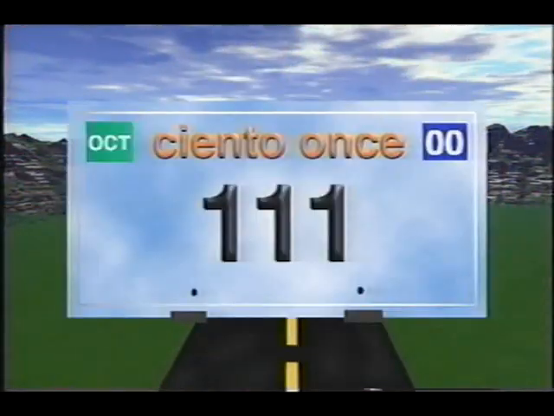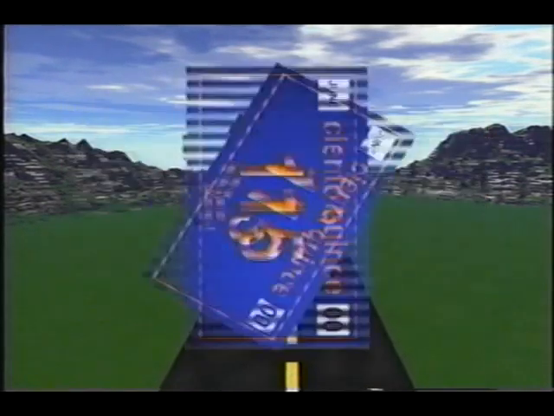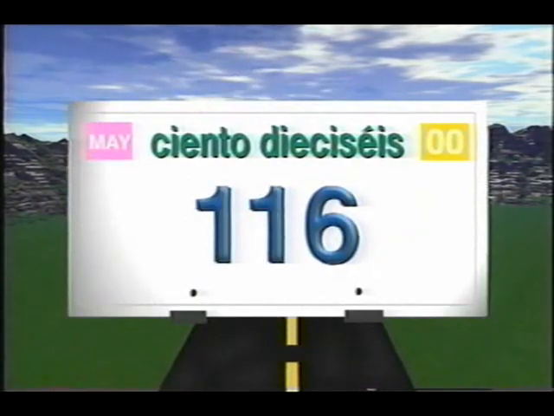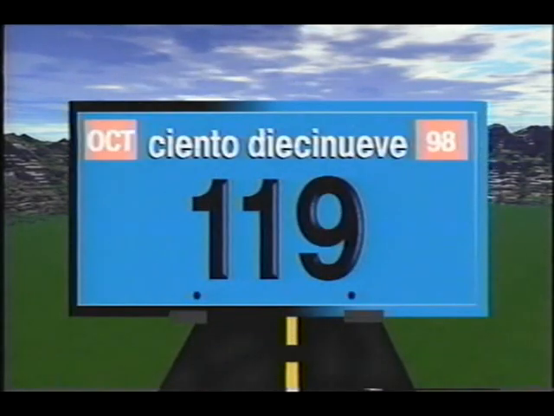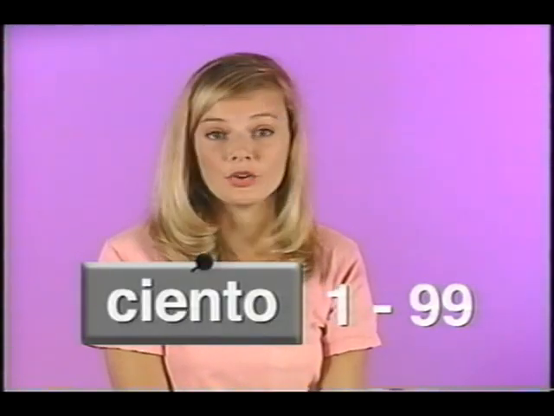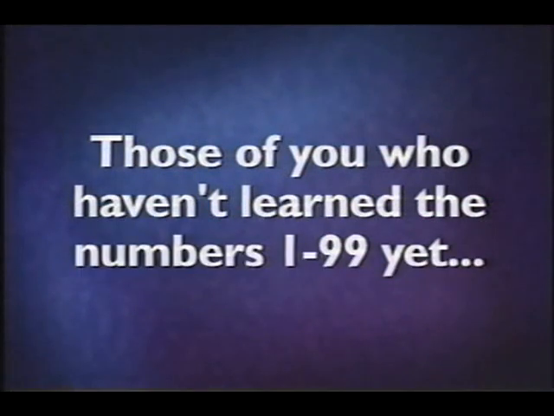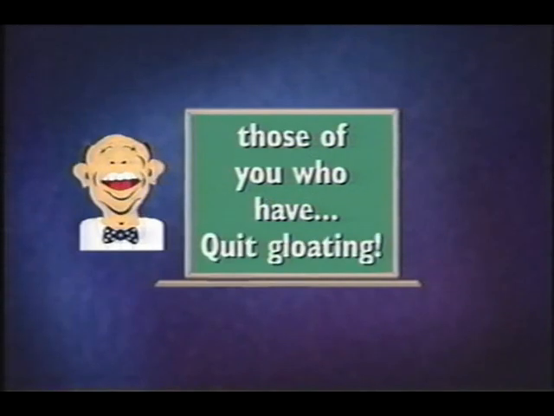Ciento diez, ciento once, ciento doce, ciento trece, ciento catorce, ciento quince, ciento dieciséis, ciento diecisiete, ciento dieciocho, ciento diecinueve, ciento veinte. Just tack ciento onto the numbers 1 through 99, which you've already learned, right? Those of you who haven't learned the numbers 1 to 99, go back to Part 1 and review. Those of you who have, quit gloating.